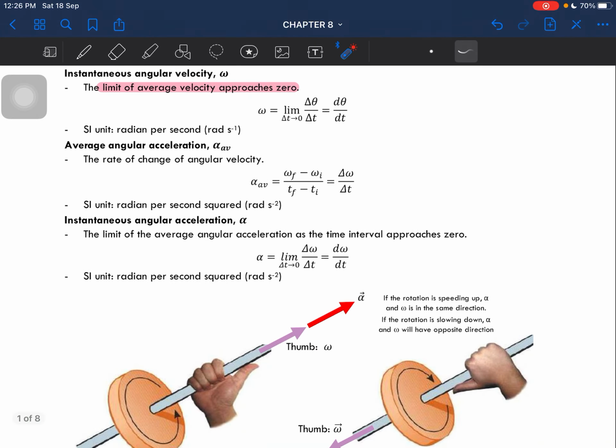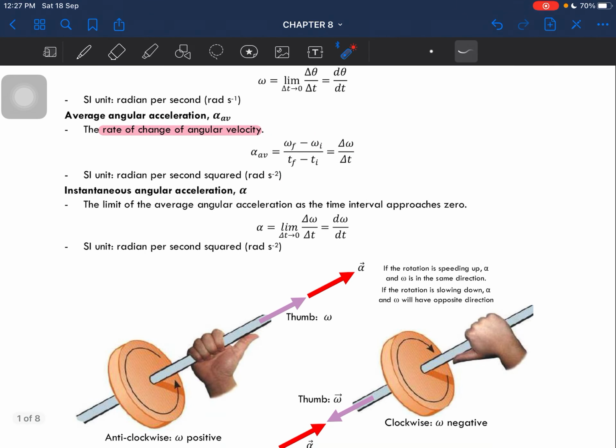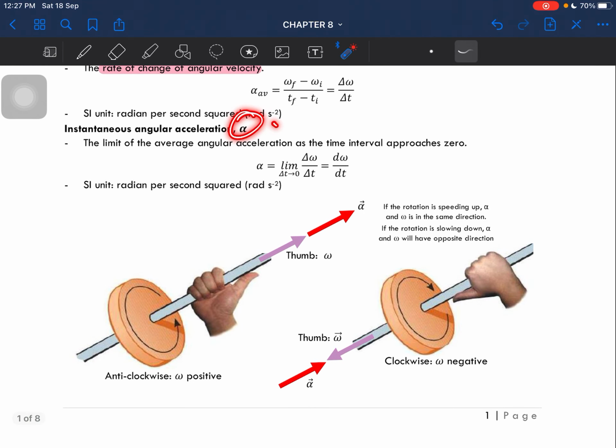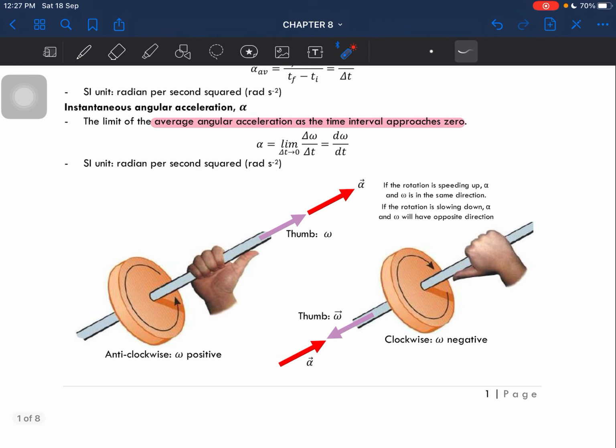And then average angular acceleration, which is the rate of change of angular velocity. Earlier it was the rate of change of angular displacement, that is for angular velocity. If it's acceleration, it is the rate of change of angular velocity. This is the formula given here, and it has an SI unit of radian per second squared. Lastly it is instantaneous angular acceleration, which is alpha. This is the limit of the average angular acceleration as the time interval approaches 0. That is the formula given here, with the SI unit of radian per second squared.